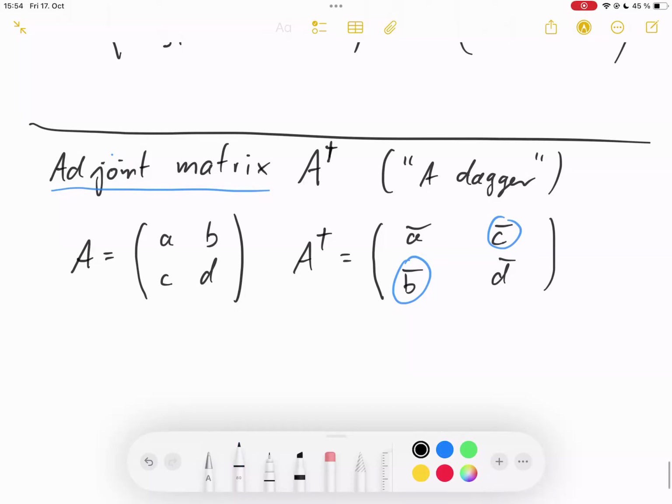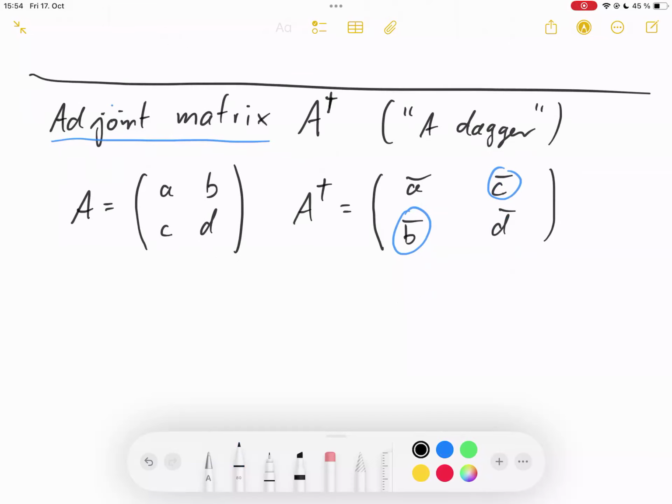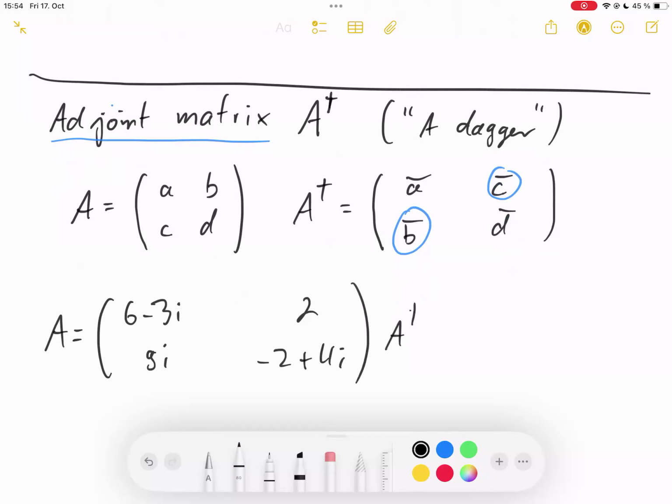And if we go back to our example matrix from before, which we said A is 6 minus 3i, 2, 9i, minus 2 plus 4i, I want you to compute A dagger, so the adjoint matrix of A, which is actually straightforward if you have done the conjugate matrix before. And I'll give you a short moment to send your response.